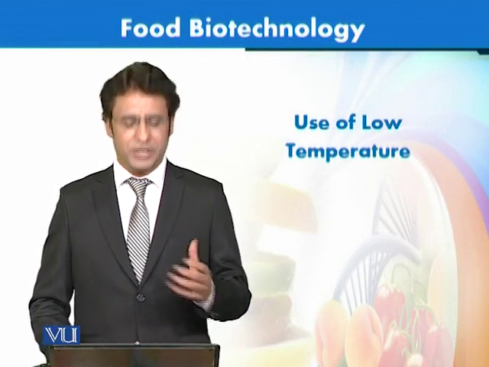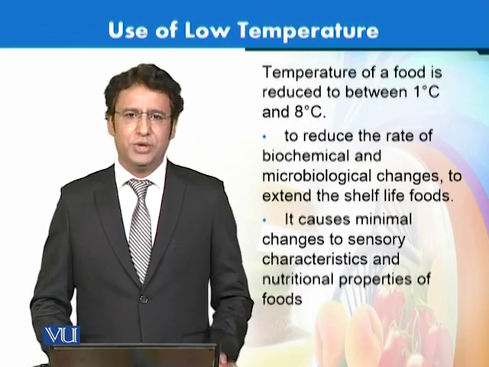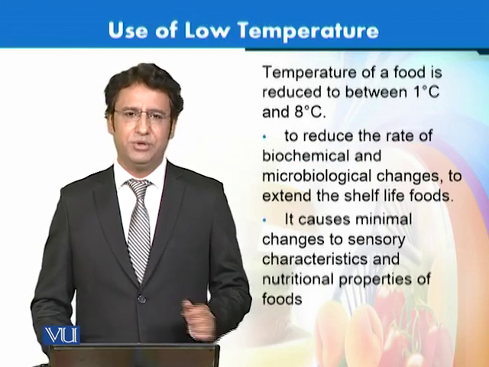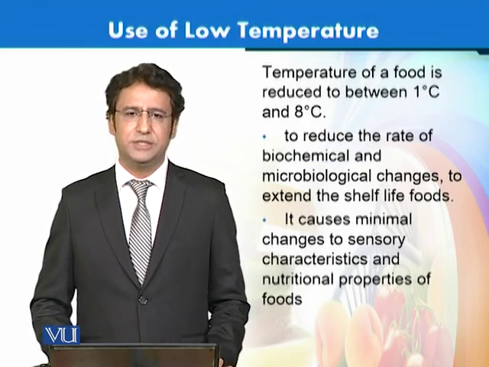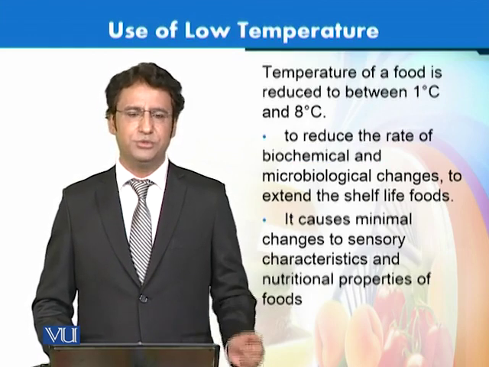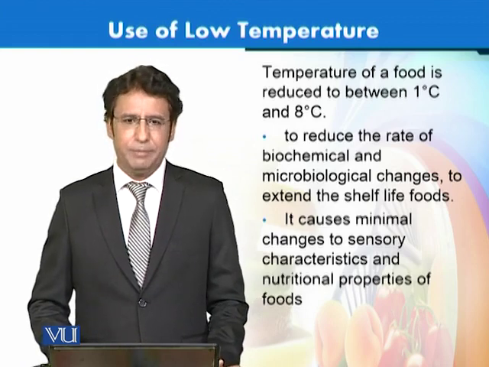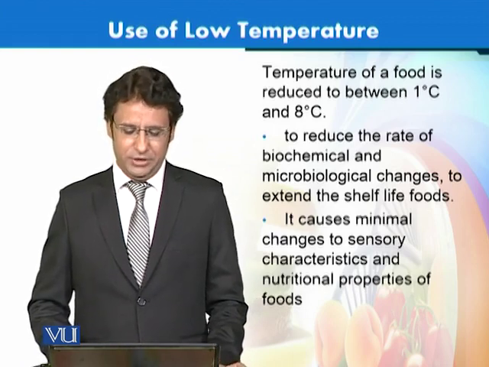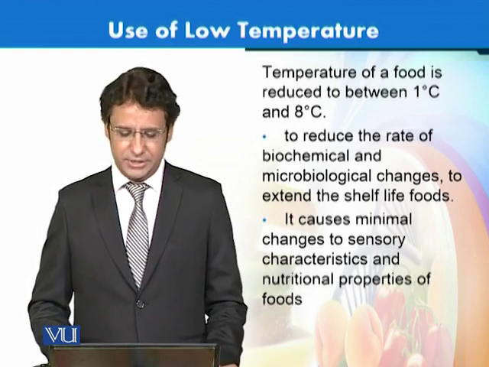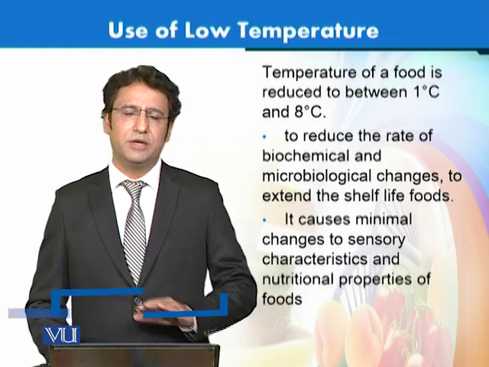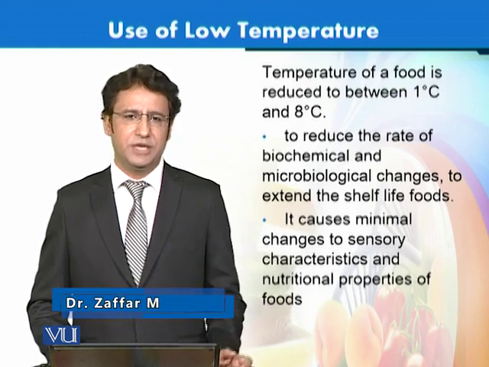Now we will discuss the use of low temperature for preservation of food, as we earlier discussed the use of high temperature. In case of chilling, you would use temperatures from 1 degree C to 8 degree C. This is the low temperature that is normally used to store food, and it reduces the biochemical and microbiological changes that take place in the food. By controlling these factors, we can extend the shelf life of food.